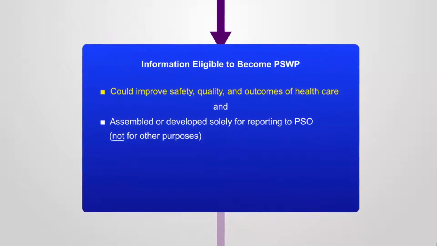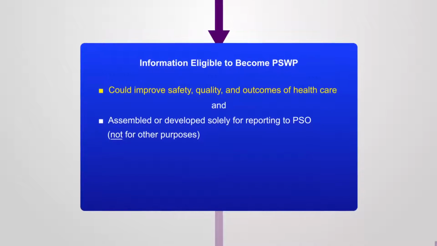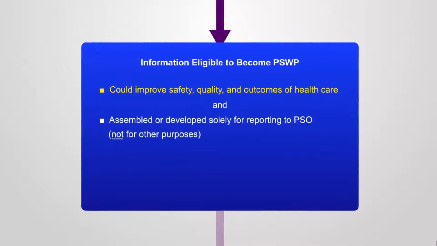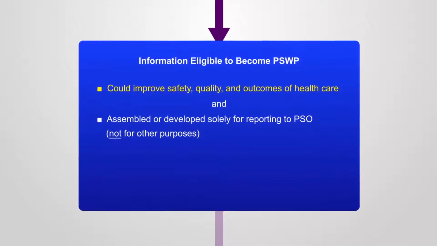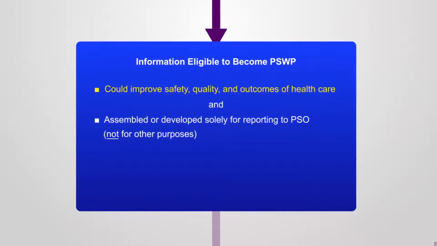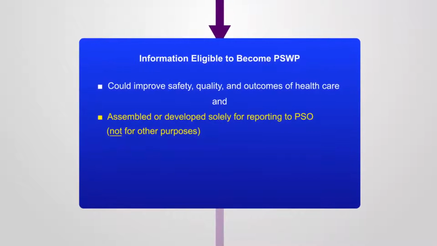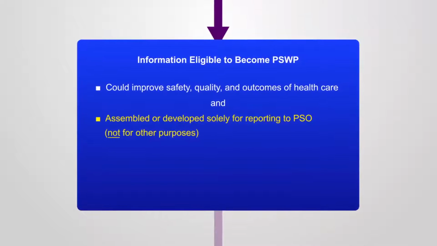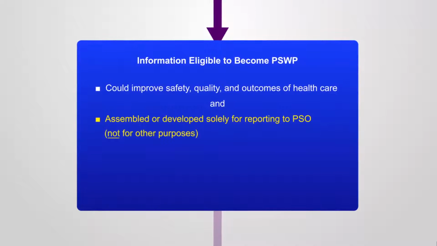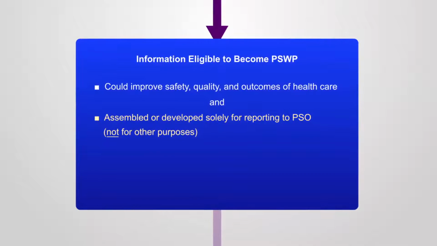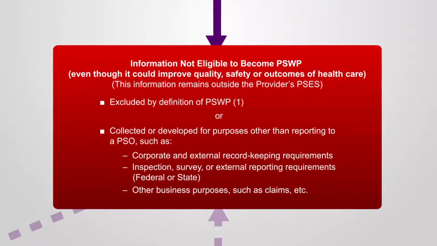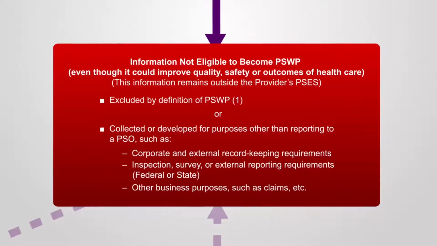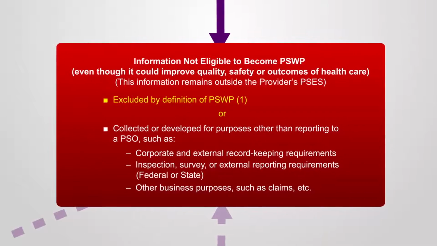First, could this information be used to improve patient safety, healthcare quality, or healthcare outcomes? If it cannot, the information cannot become PSWP, nor can a copy of the information become PSWP. Second, if the answer to the first question is yes, the next question is, why was the information originally collected or developed? If it was collected or developed for a purpose other than reporting to a PSO, the information cannot become PSWP.